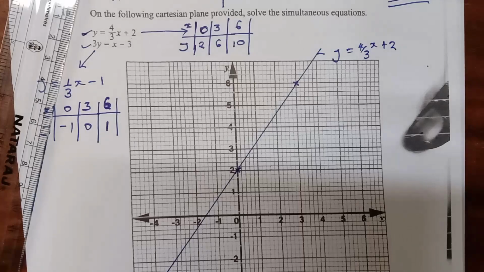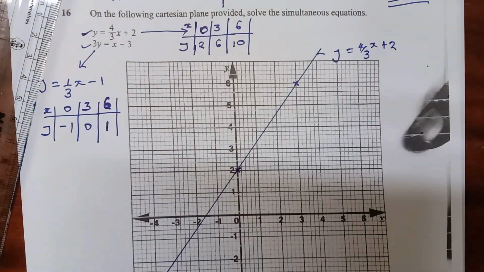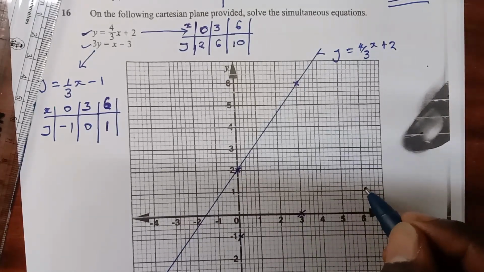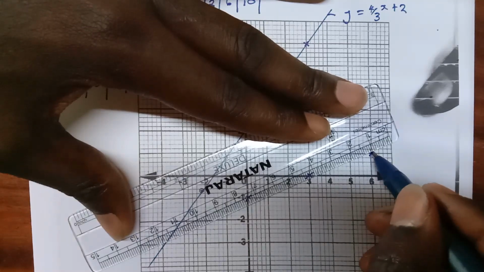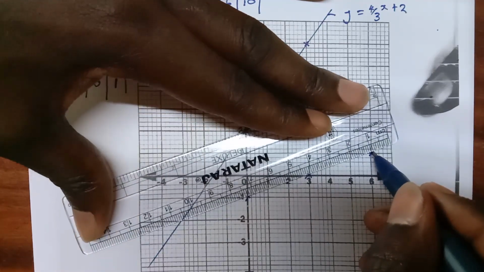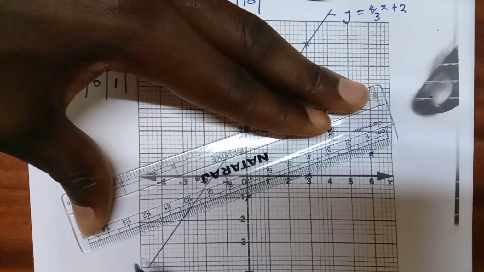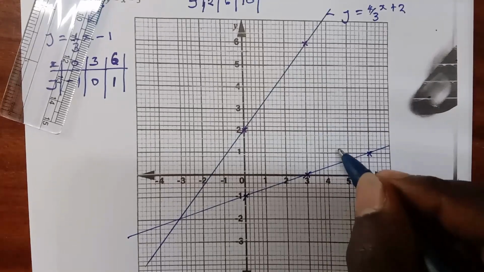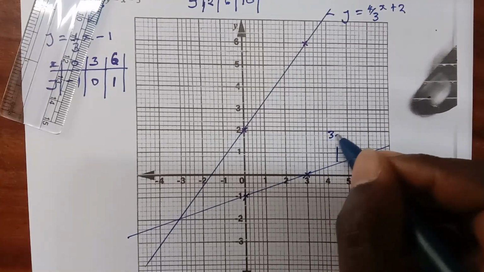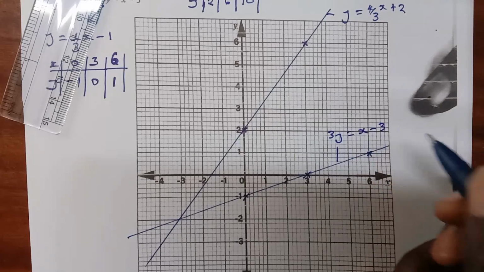Then we do the second line. 0, negative 1 at that particular point. Then 3, 0 at that particular point. Then 6, 1 at this particular point. Then we draw the line using a very straight ruler, like that. And this one, label it 3y equals x minus 3.